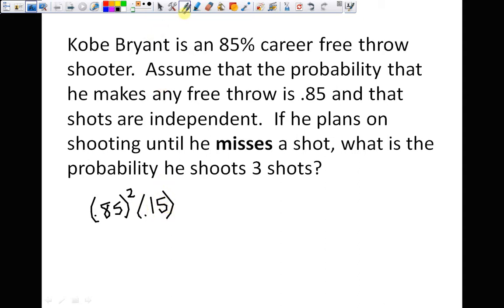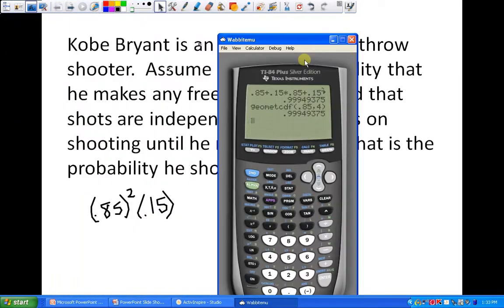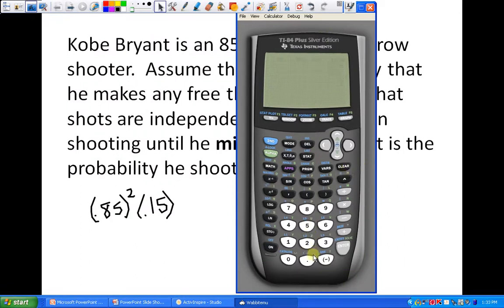So you could check that in the calculator. Well, I'll do 1. So we have 0.85 squared times 0.15, and that is the same thing as our probability where our success is 0.15, as our success is him missing, and we want 3, shooting exactly 3 shots.